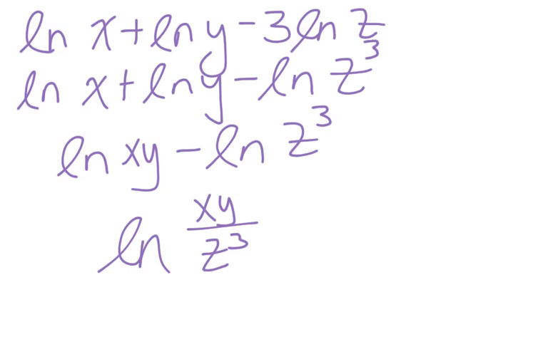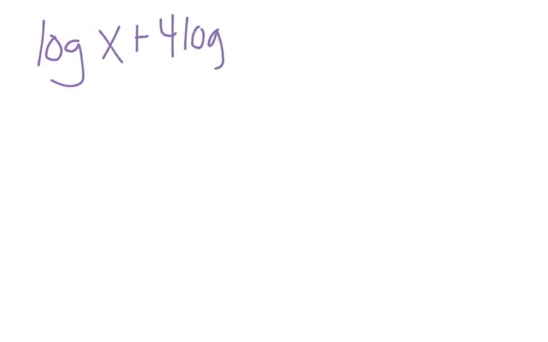And for whatever reason, I don't have a third example of collapsing. I can make one up. I don't know, what could go wrong? Let's do log of x plus 4 log y minus 2 log z.